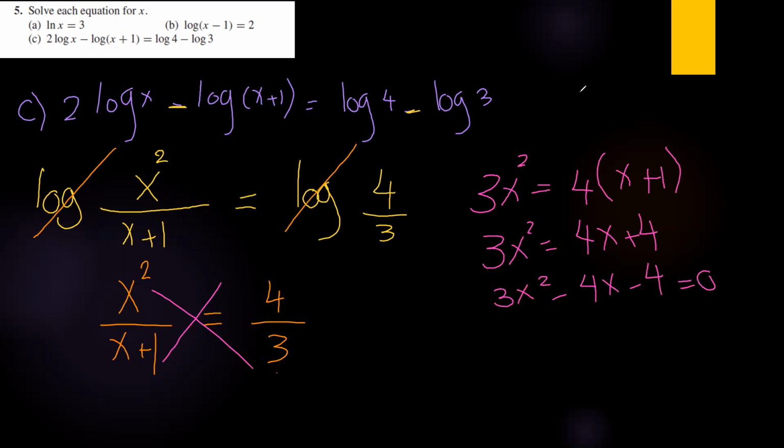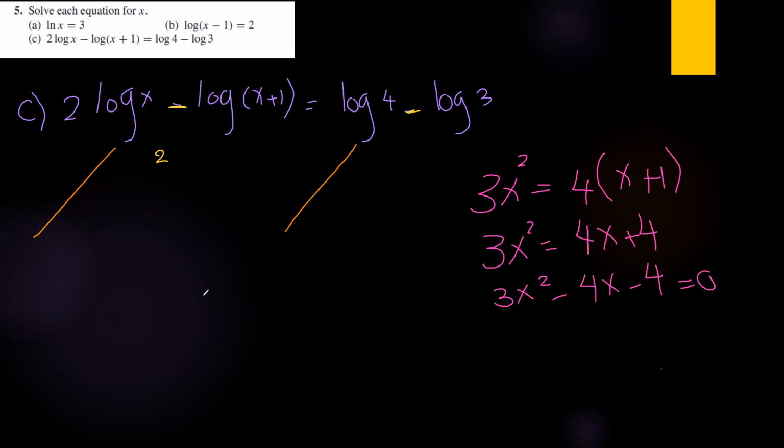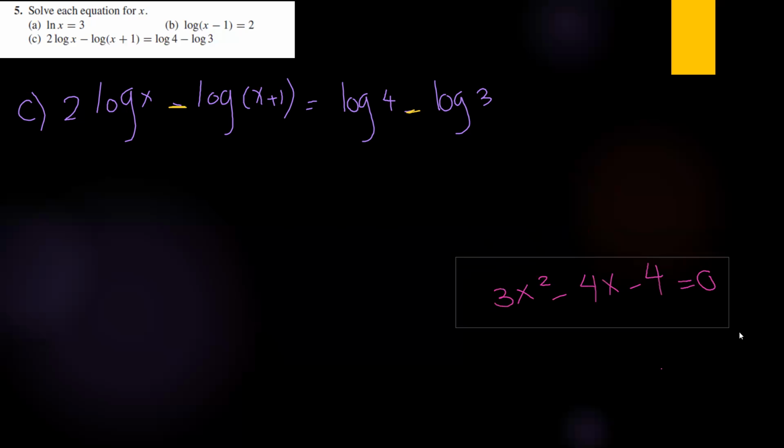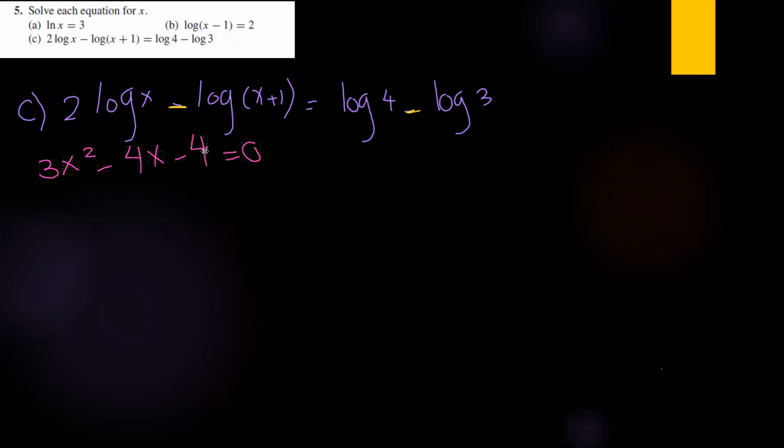Now let's remember here how we will solve the quadratic equation. Before I solve it, do you have any question? No, teacher. Okay. So this is now 3x squared minus 4x minus 4.